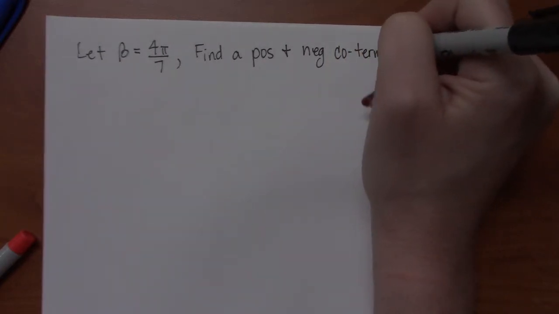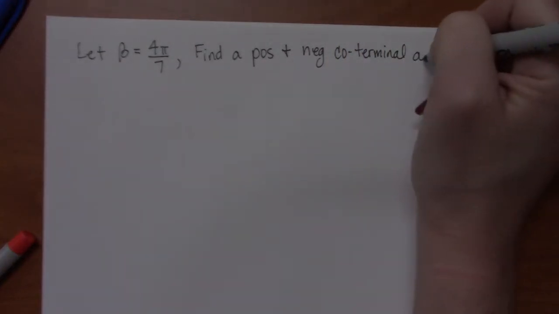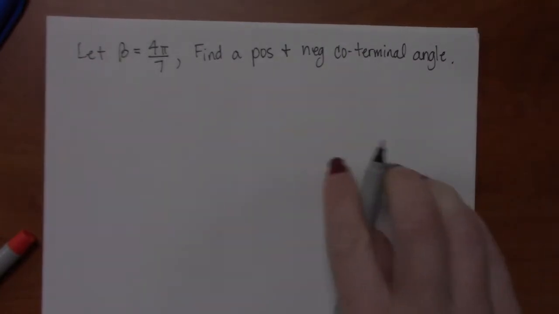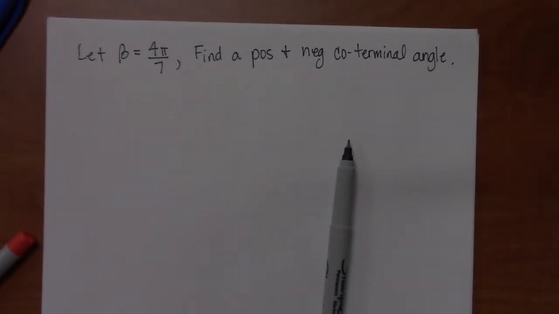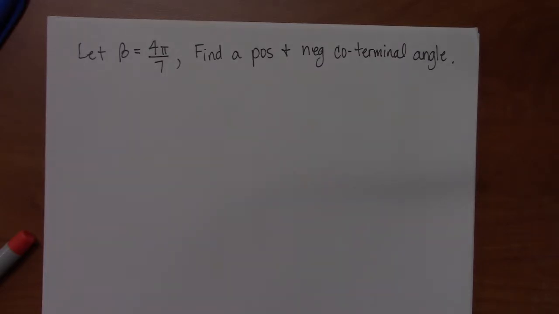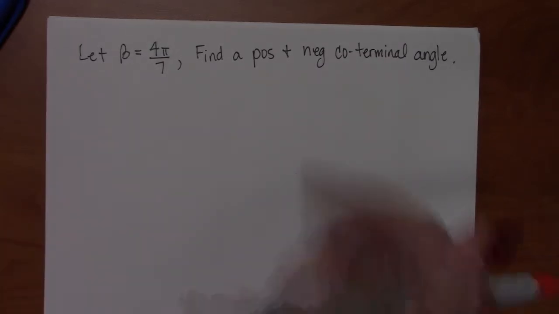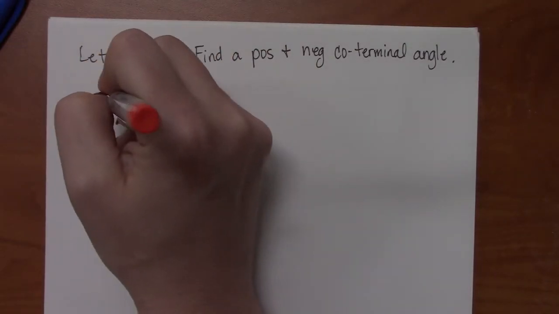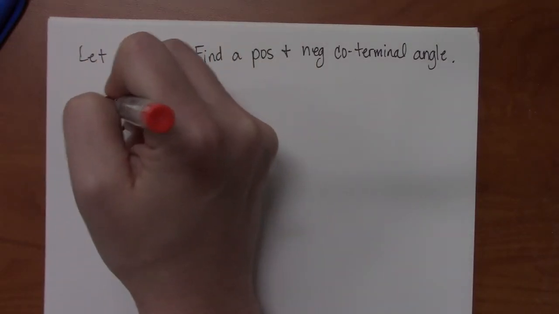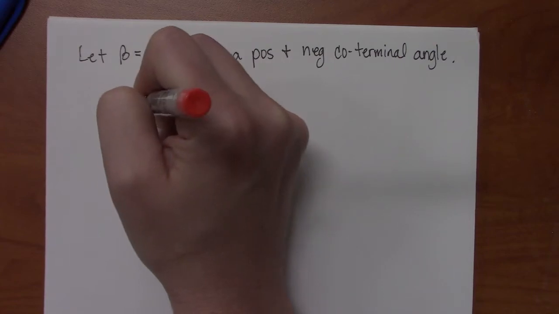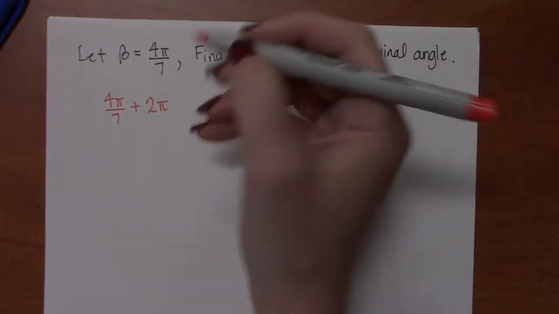All right, so let's do the same thing with radians. So it's the same process, right? We would draw the angle, and in the positive direction, we'd add 360. So in radians, that's 2 pi, right? So if I want to find a positive coterminal angle, you take your radian measure and you add 2 pi.